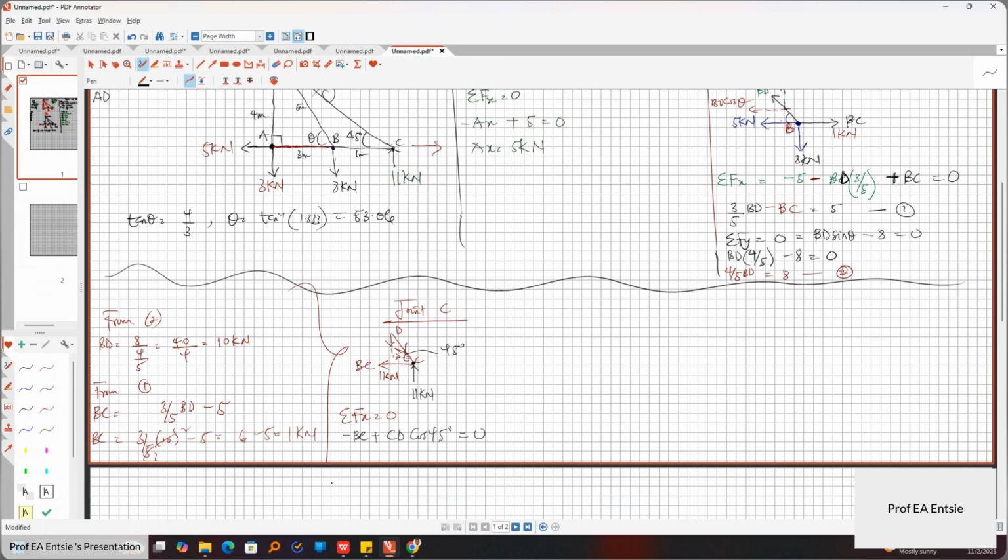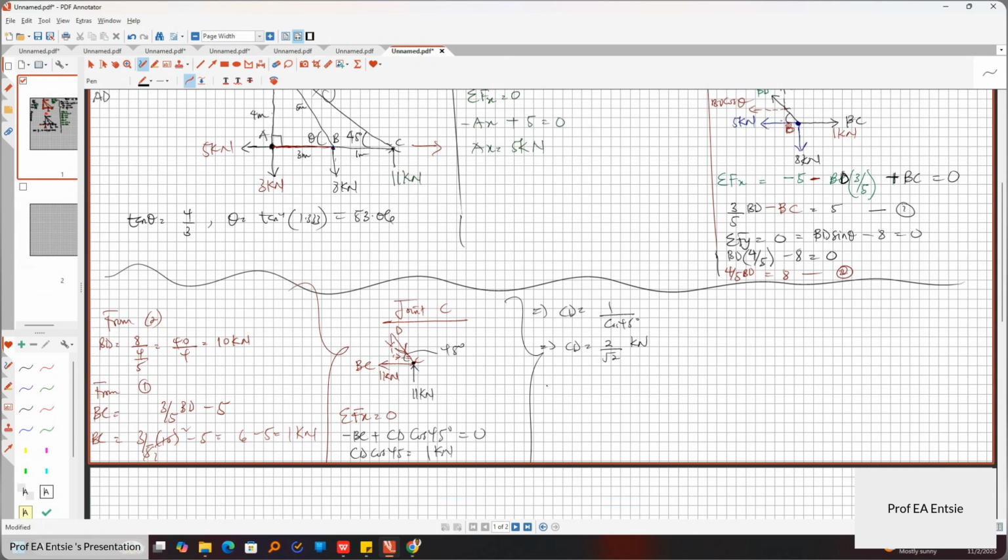And this equals 0. But I know BC, so CD cos 45 equals BC. What is BC? BC is 1 kilonewton. So this implies that CD will be equal to 1 over cos 45, which will make CD equal to, since cos 45 is root 2 on 2, 2 on root 2 kilonewton. All right. Then I can write it in decimal, or I can write it in surd.